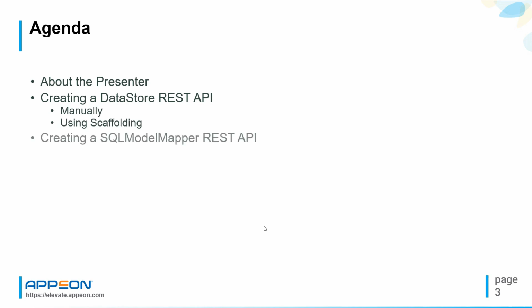So the first thing is I'm going to talk about myself for a little bit in case you don't know who I am. Then we'll talk about how we create a REST API using the .NET data store, how to do it manually, just so you can understand what all the different pieces are, what they do. Then we'll look at using the scaffolding feature that will automatically generate the REST API for us from a model. Then we'll look at the SQL Model Mapper version of the REST API. It's an alternative to using the .NET data store.